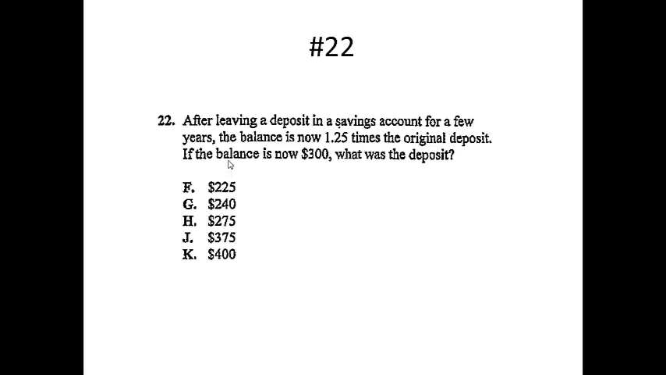Number 22. After leaving a deposit in a savings account for a few years, the balance is now 1.25 times the original deposit. If the balance is now $300, what was the deposit? It looks like they've given us perfect information to set up an equation. So they said the balance is, so I'm going to put B equals 1.25 times the original deposit. All right, and then they tell me that the balance is now $300. So they tell me that 300 is equal to 1.25 times D, and they asked me for the deposit.